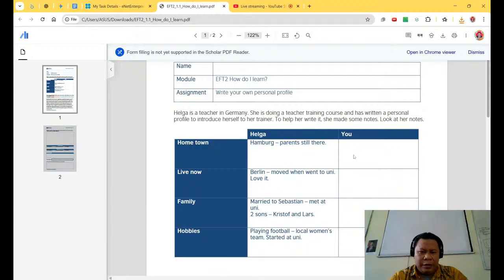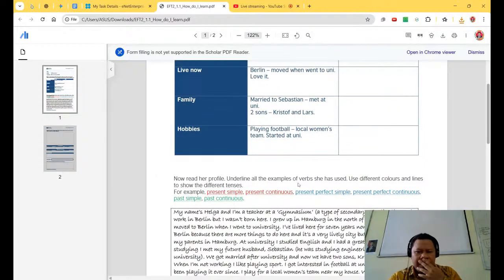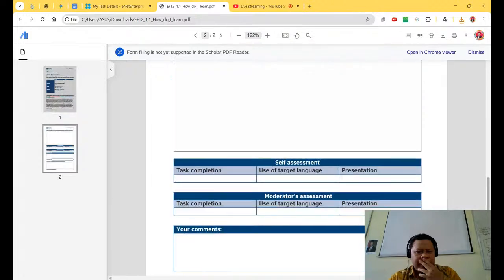Hamburg, they're still there. Berlin moved me. Okay. Married to Sebastian Vettel. Now retail profile example. Wow.